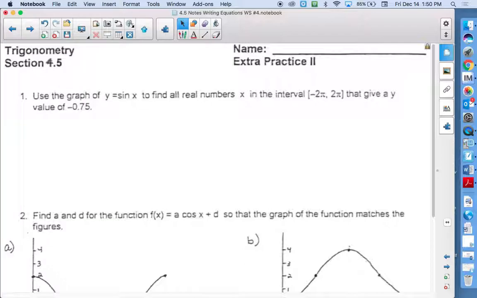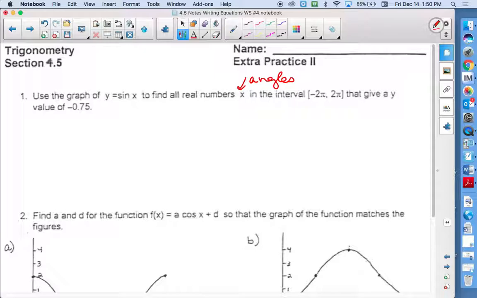Number 1 says for us to use the graph of the sine, so we're actually going to try and use the sine graph to help us find the real numbers of x. X is the angle. So our goal is to find angles for x between negative 2 pi and positive 2 pi when y is equal to negative 0.75. We did problems like this. This was like the last question of your quiz. It said the sine was equal to negative 1/2 and you had to come up with the angles. Well, negative 1/2 is on the unit circle, so that's really easy to do. 0.75 is not a number from the unit circle.